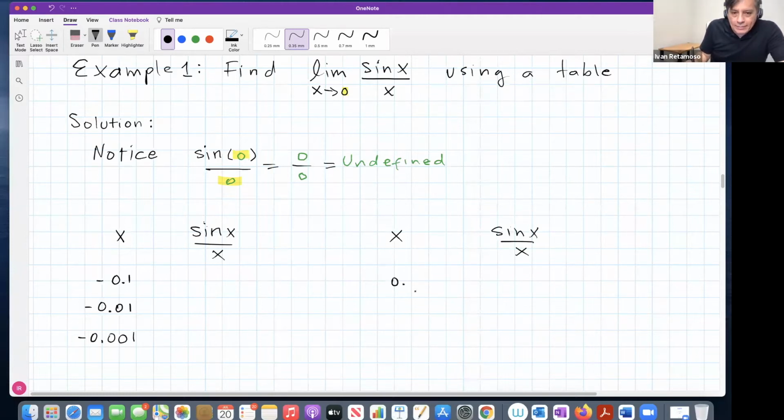And do the same from the right. 0.1 is an input value very close to 0 on the right. 0.01 even closer, 0.001 even closer, right? And then using your calculator, get the corresponding output values, and then we will see where these output values are going, right?